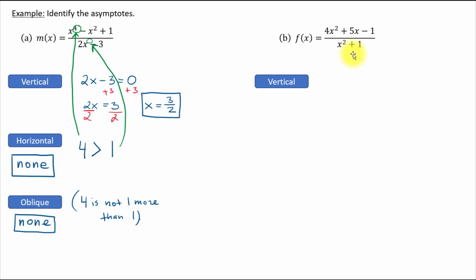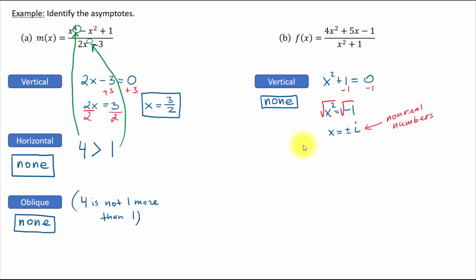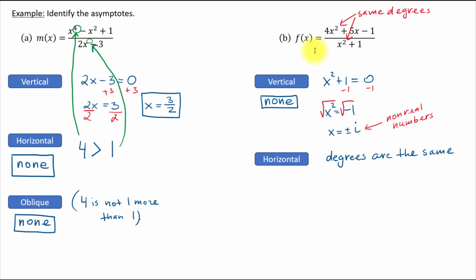Now, if you want to show this algebraically, you can still set the denominator equal to 0 and solve the resulting equation. But what happens is that the solutions to that equation are non-real numbers, plus or minus i. That's the imaginary number. And we don't use non-real numbers for graphing purposes. So this confirms that the graph of this rational function is not going to have any vertical asymptotes. Next, let's talk about a horizontal asymptote. For that, we have to compare the degrees of the polynomials, and we can see that they are the same. And this means that the graph of this function will have a horizontal asymptote.